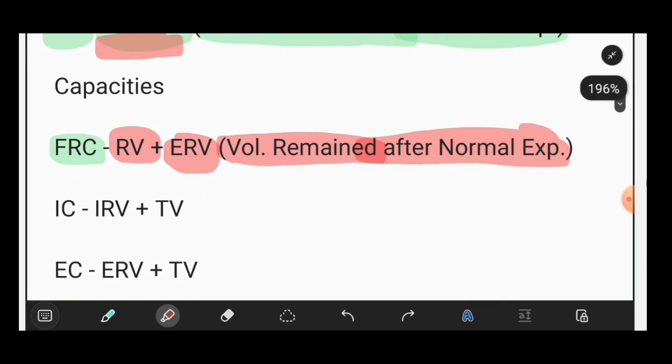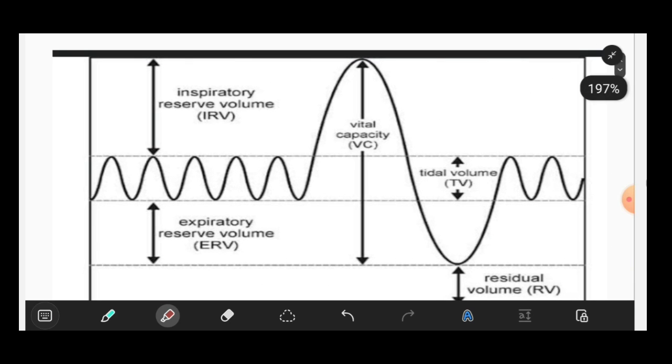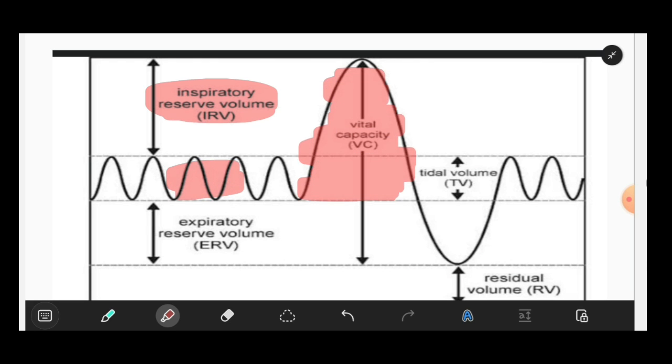Now guys, next, what is inspiratory capacity? Inspiratory capacity is the inspiratory reserve volume plus tidal volume, normal tidal volume. In this graph, the inspiratory capacity will be inspiratory reserve volume plus tidal volume. So about this portion is the inspiratory capacity.